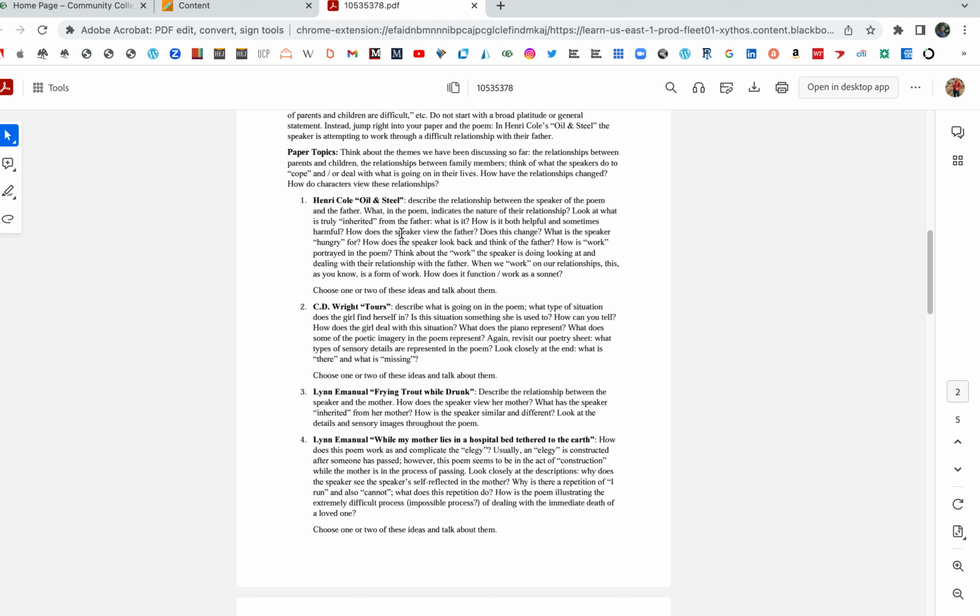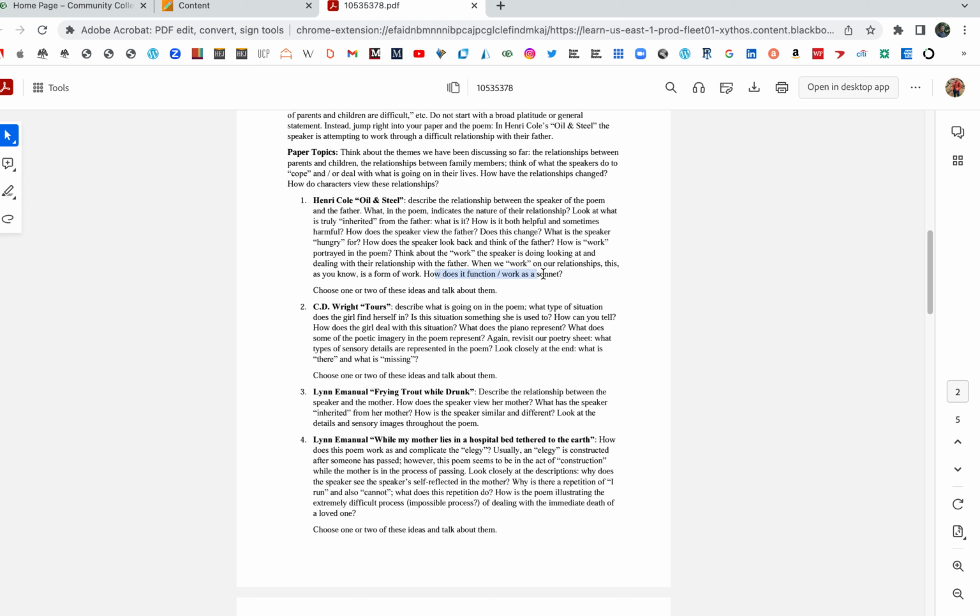How does the speaker view the father? Does this change? Remember that part, "once I saw him weep in a courtroom." What is the speaker hungry for? How does the speaker look back and think of the father? How is work portrayed in the poem? Think about the work the speaker is doing, looking at and dealing with the relationship. When we work on our relationships, this, as you know, is a form of work as well.